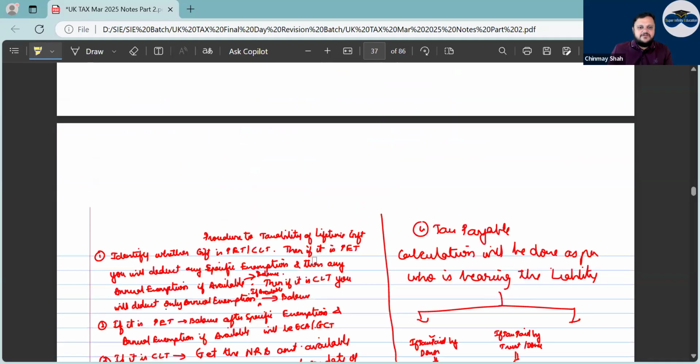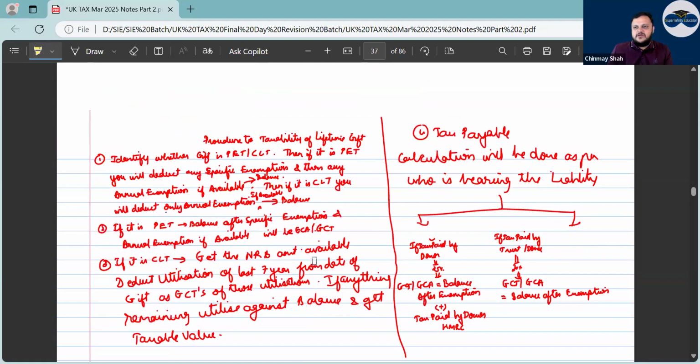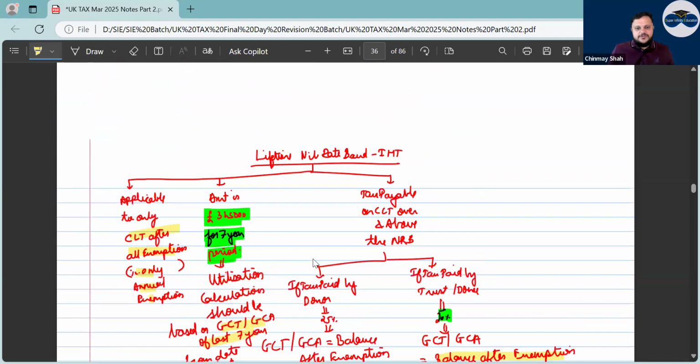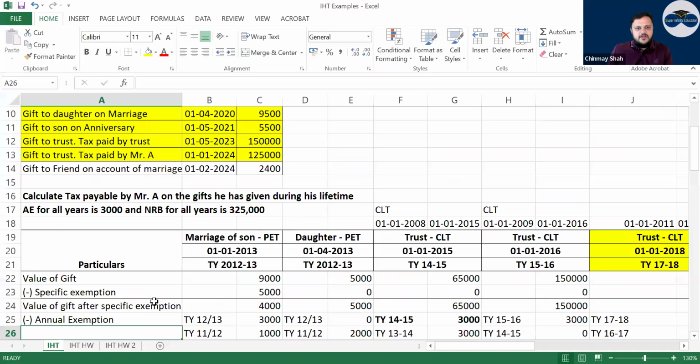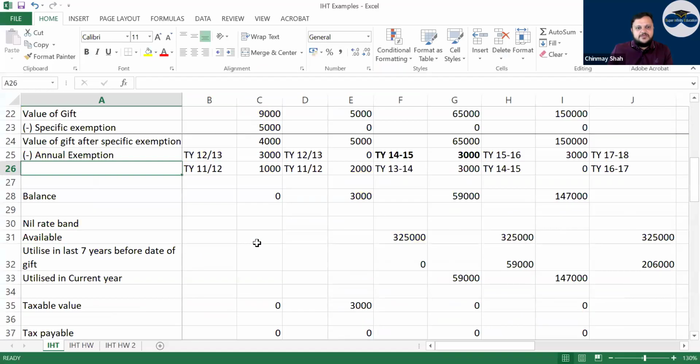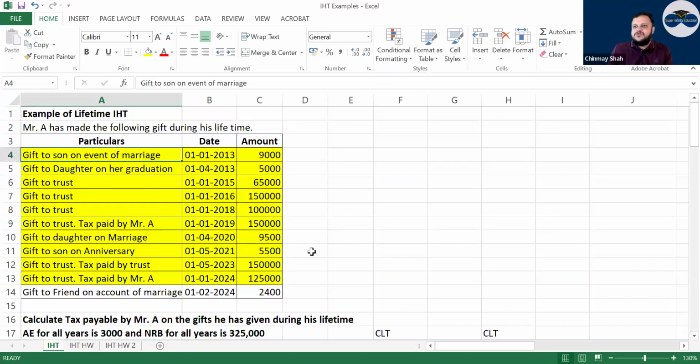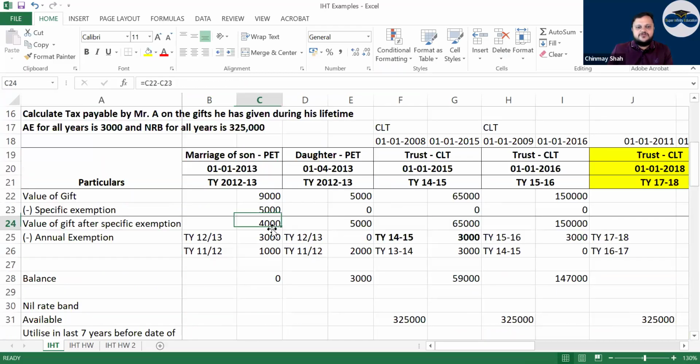How does this go? Have a look. I have written the procedure. What do you do for the lifetime nil rate band? Have a look, there is a question here. I have drafted a good question. Now see, son PET. What is it? 9,000 on the event of marriage. So remaining 4,000. 3,000 of 12-13, and 1,000 of 11-12 used. Then 1/4/2013, there is another gift.